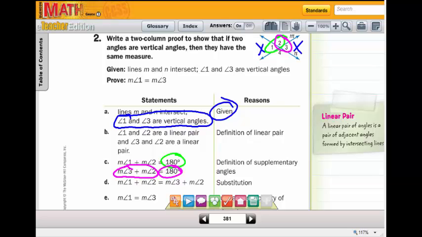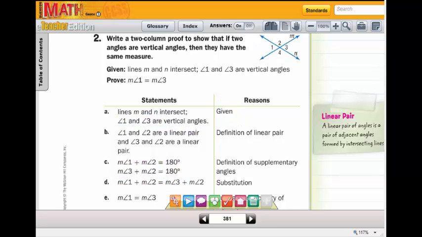Therefore, we can say that the measure of angle 1 and angle 2 equals the measure of angle 3 and angle 2. Because basically, let's color code this. I'm going to back this up. Basically what we have is the measure of angle 1 and 2 equal 180 degrees, and we also have 180 degrees equal to the measure of angles 3 and 2. Therefore, if the purple equals red, or 180 degrees, and the blue also equals 180 degrees, then you can show that purple and blue have to equal each other.